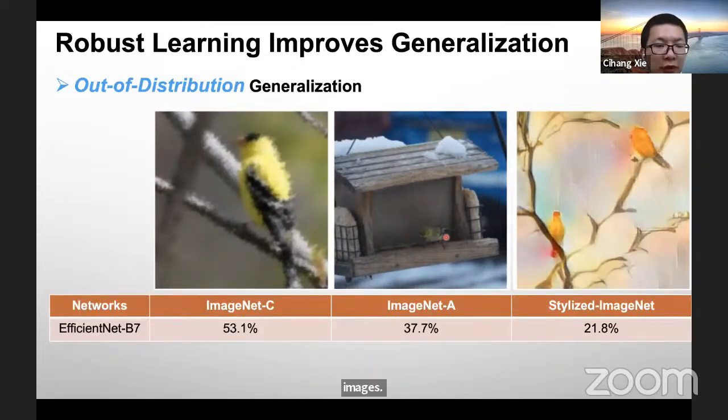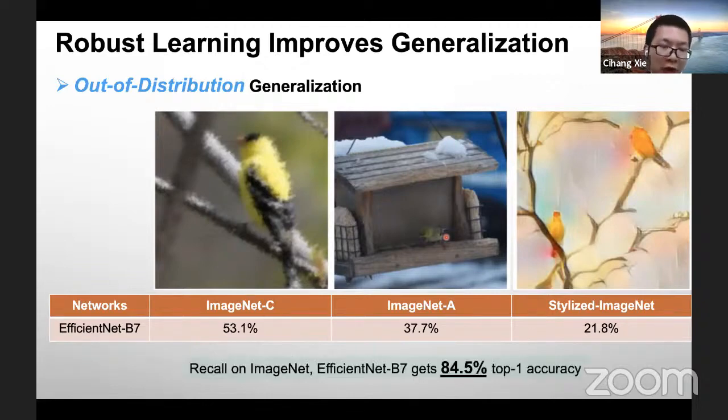So for the original EfficientNet B7 model, when we test on those three different datasets, on ImageNet-C we got 53.1 accuracy, on ImageNet-A we got 37.7 accuracy, and on Stylized ImageNet we got 28.8 accuracy. And do you recall that on the original ImageNet, EfficientNet B7 got 84.5 top-one accuracy? So that's a huge drop on these datasets, and it also demonstrates this task is extremely non-trivial.